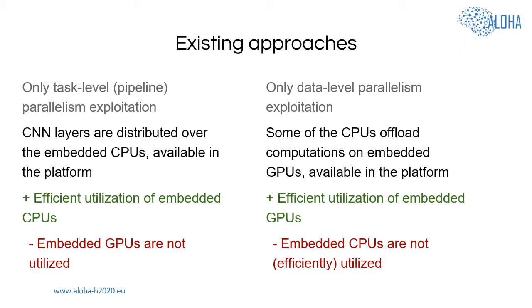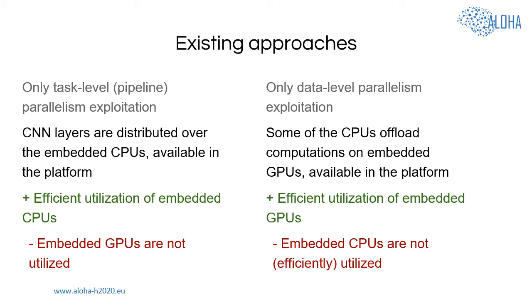The existing approaches typically utilize only one type of parallelism. Some approaches utilize only task-level parallelism by distribution and pipelined execution of CNN layers on the MPSoC CPUs. However, these approaches do not utilize embedded GPUs to speed up the computations within CNN layers and typically do not achieve very high throughput. Other approaches utilize only data-level parallelism.